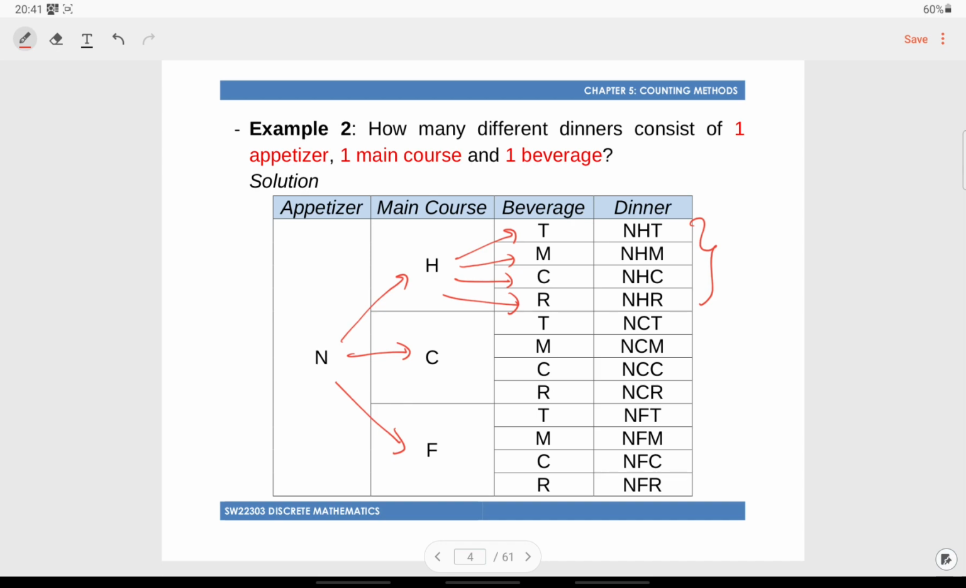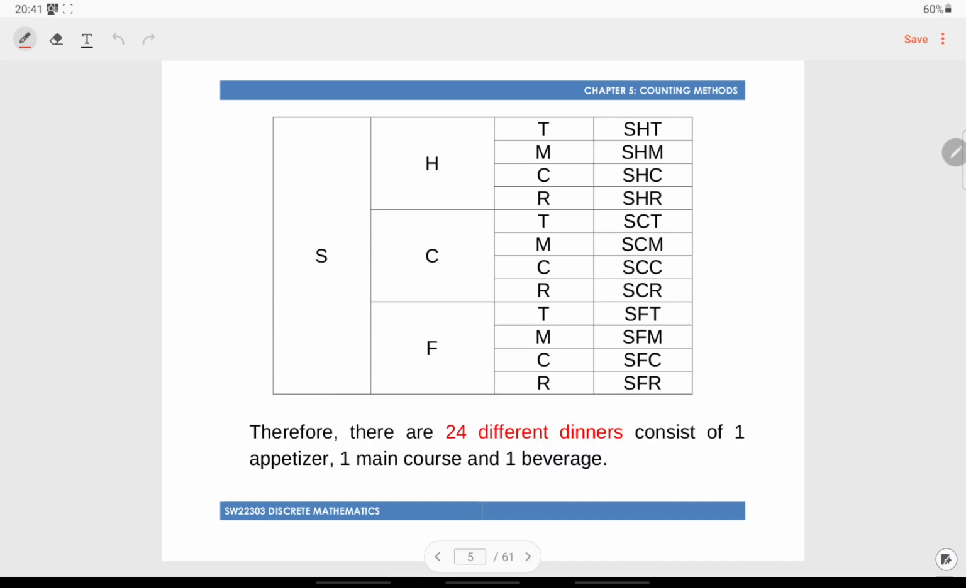So we do the same task for the second appetizer. We pair S with H, S with C, and also S with F, and then followed by the combination with the following rows. We have another set of combinations. Finally, at the rightmost column, we have the following combinations containing one appetizer, one main course, and one beverage. Finally we count all the different combinations in the rightmost table.